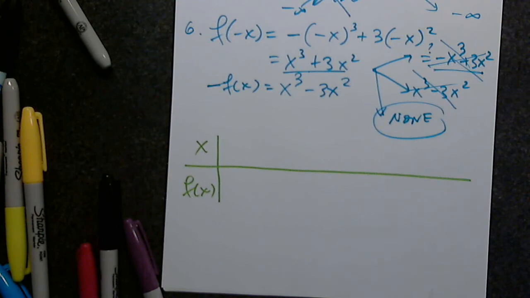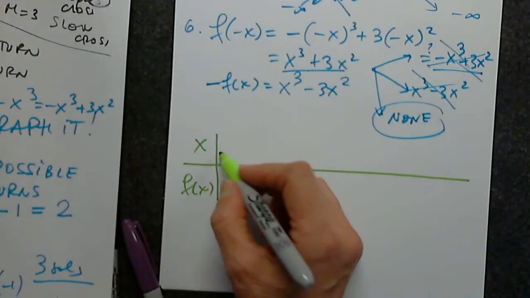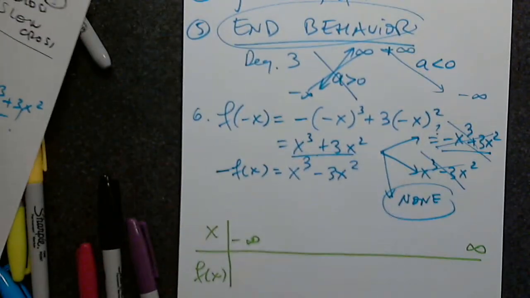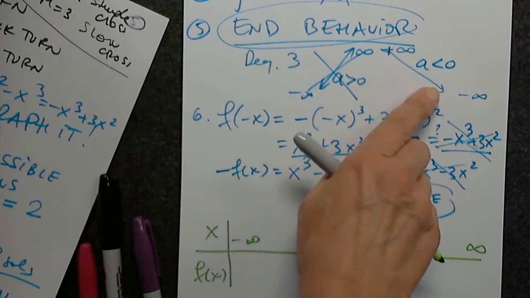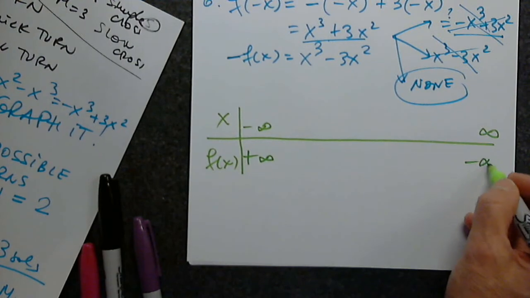So I go back to all the work. First, I put in the domain, negative infinity, infinity. That's the domain. Then look at number 5. I have the end behavior from positive infinity to negative infinity.